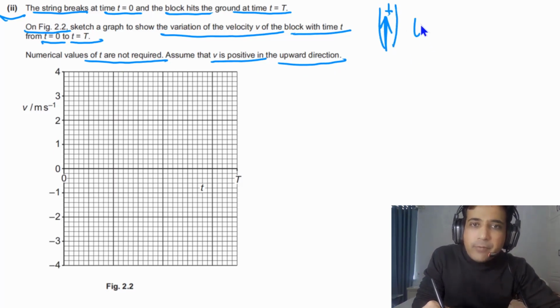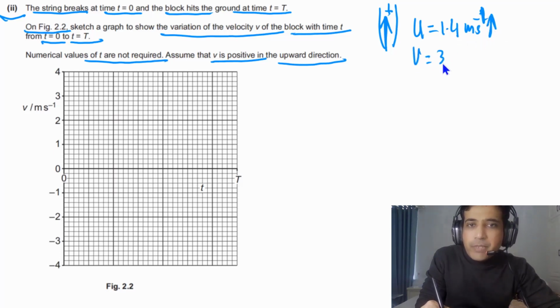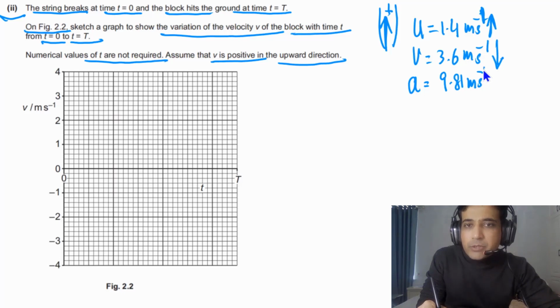And we have the value of u, that is equal to 1.4 meters per second, and this is vertically upwards. And we have the value of v, that is equal to 3.6 meters per second, and this is vertically downwards. And acceleration in this case is equal to g, that is 9.81 meters per second squared, and this is also vertically downwards. And so we have taken up as positive, because the question said up is positive. So this value will be positive, this one will be negative, this value also will be negative.